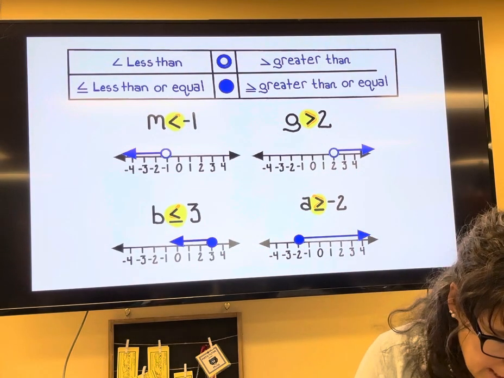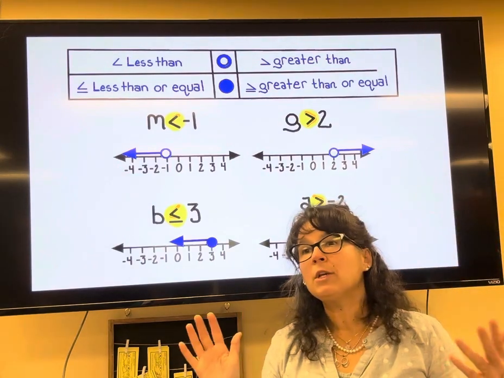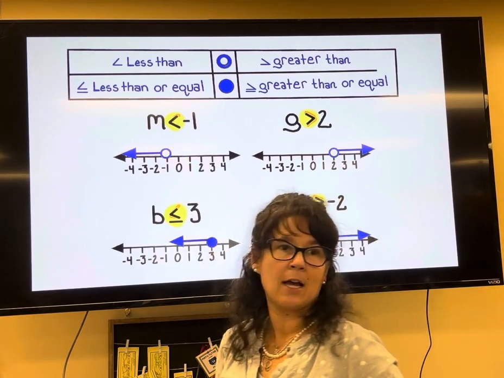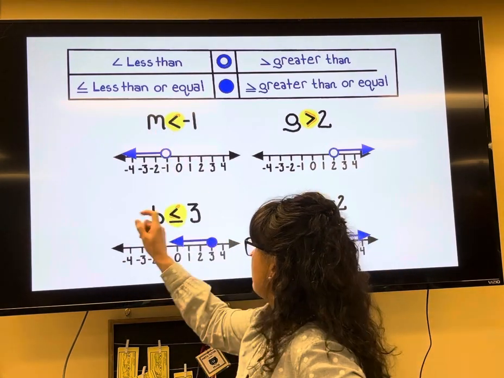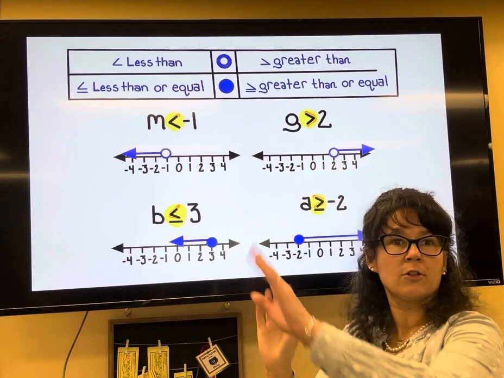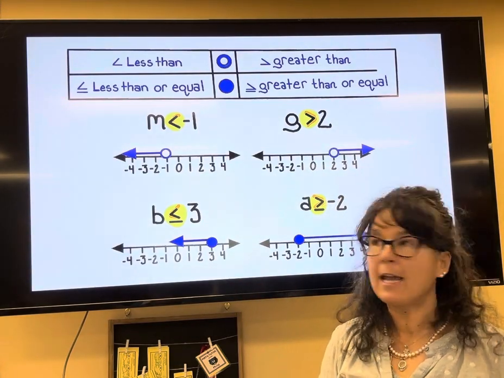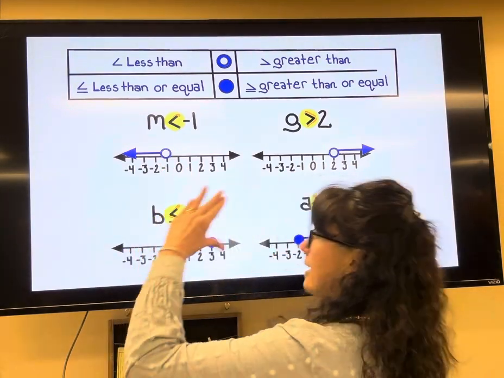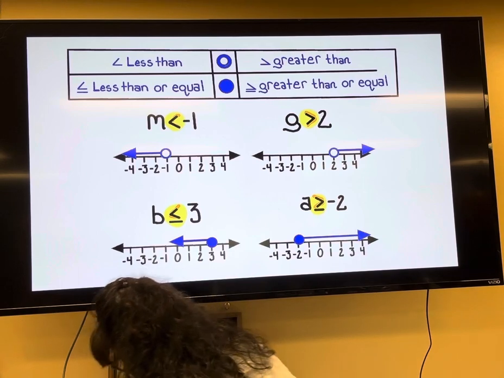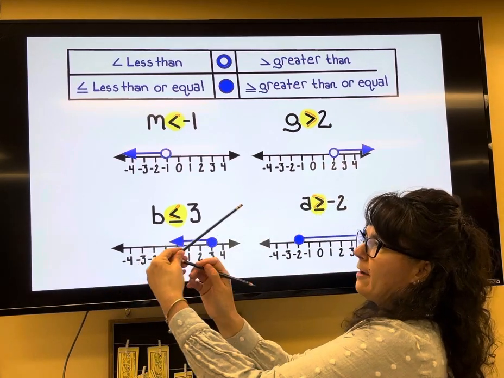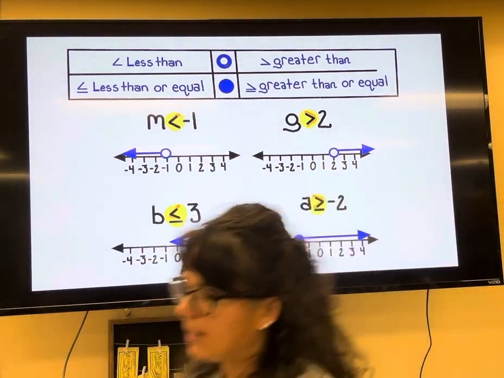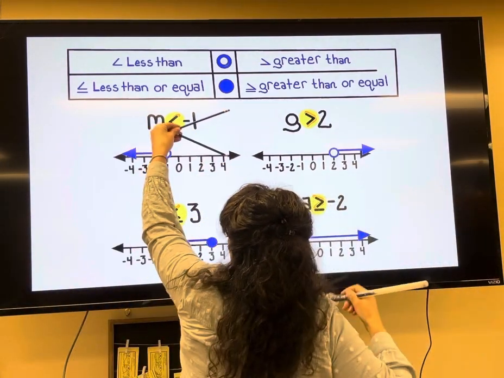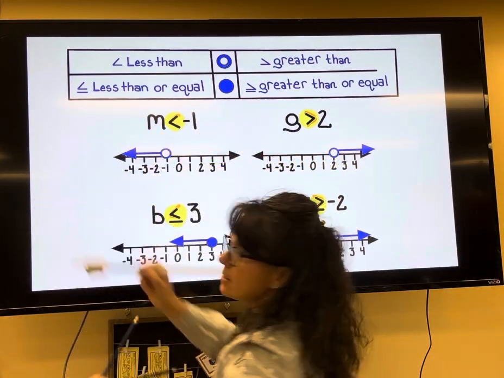A quick shortcut that only works when the variable is on the left side. So notice in every one of these, M, B, A, G, they're all on the left-hand side. But if that's the case, you can visualize this symbol as an arrow. If I have this symbol and then I create an arrow with it, this symbol here is pointing to the left.